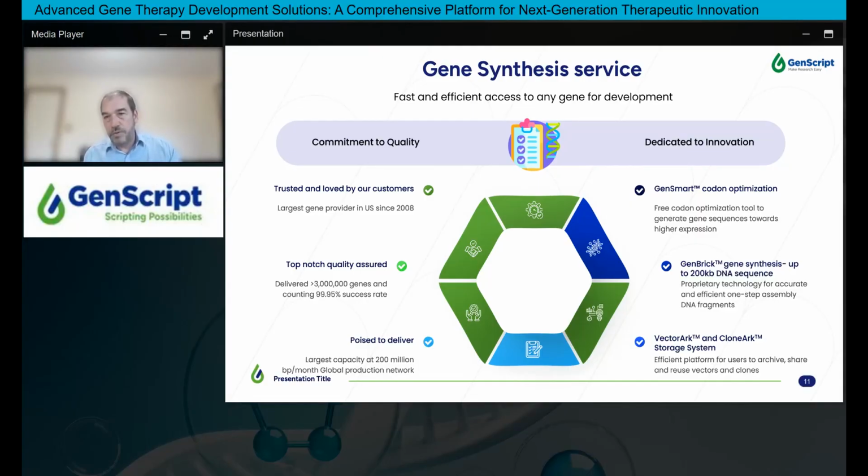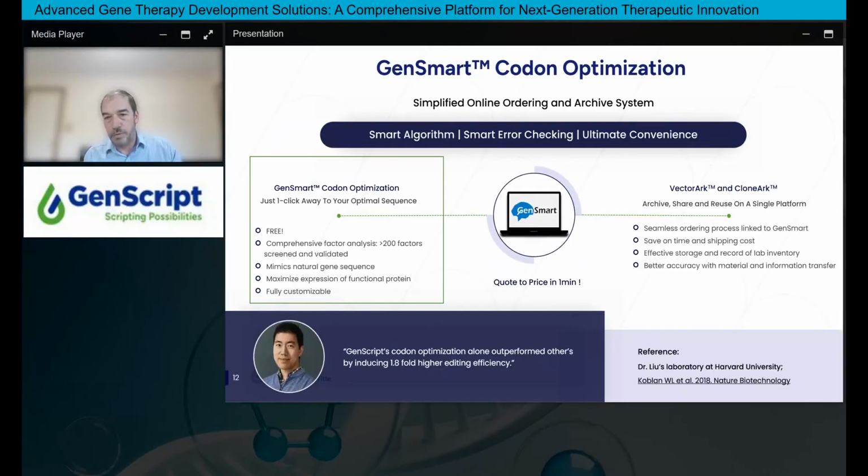In addition to gene synthesis, we also offer free-to-use GenSmart codon optimization software. This software uses a number of parameters to optimize your sequence for expression. We also have the GenBrick gene synthesis service, which is for very large DNA fragments, where we can synthesize the very large fragment as multiple fragments, and then you can seamlessly integrate it with our cloning kit. In addition to the synthesis services, for our customers' convenience, we offer VectorArk and CloneArk storage systems. Those allow you to store your vectors or your clones with us for easy reuse for future projects.